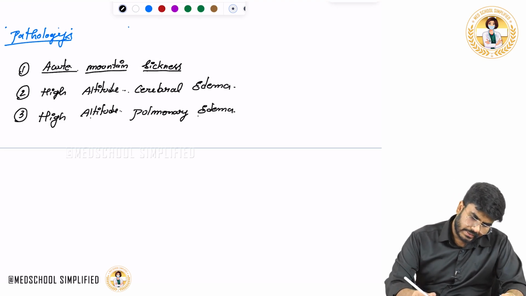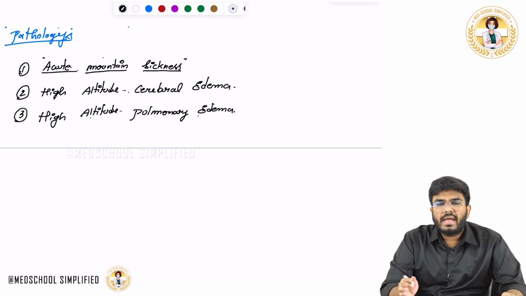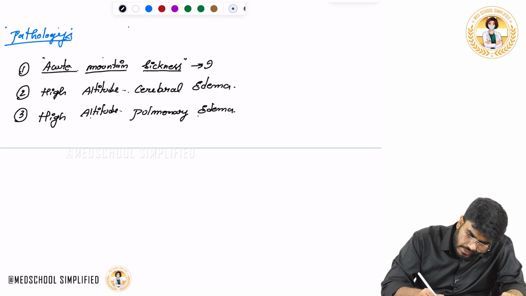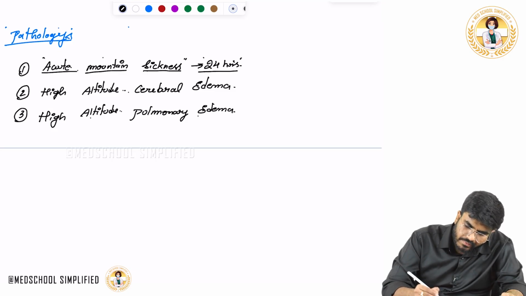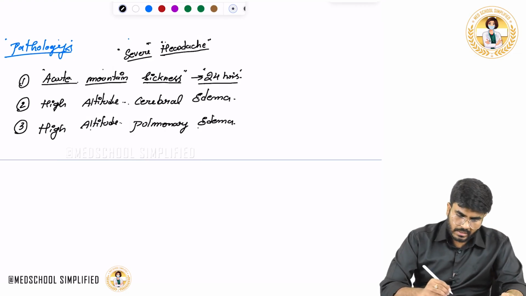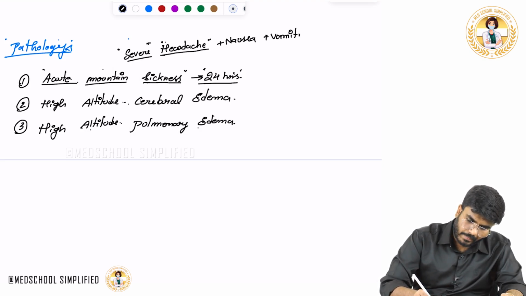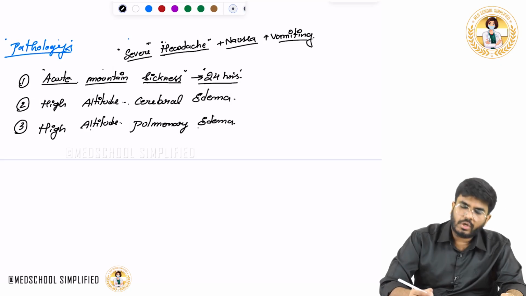Now, what exactly is this acute mountain sickness? Simple. Acute mountain sickness actually develops in the first 24 hours, where the person is going to have severe headaches, nausea, vomiting. Okay, these symptoms: severe headache, nausea and vomiting.